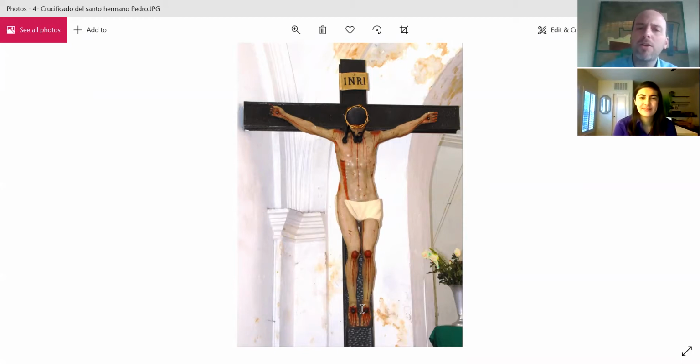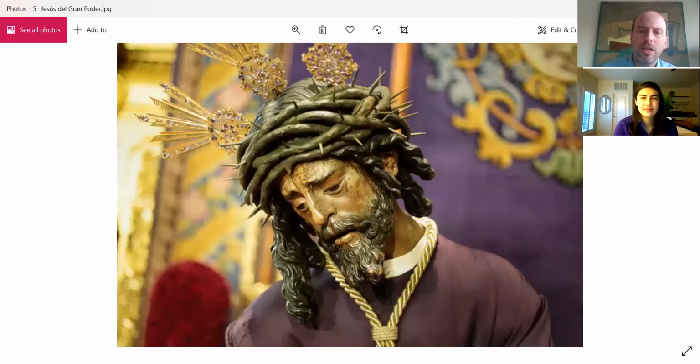It's called Crucificado del Santo Hermano Pedro. This was produced in 1657 by Pedro de la Rosa in Guatemala. And another image that I will comment on to answer your question is this splendid Jesús del Gran Poder by Juan de Mesa, which is from 1620. This is preserved in Seville in South Spain.